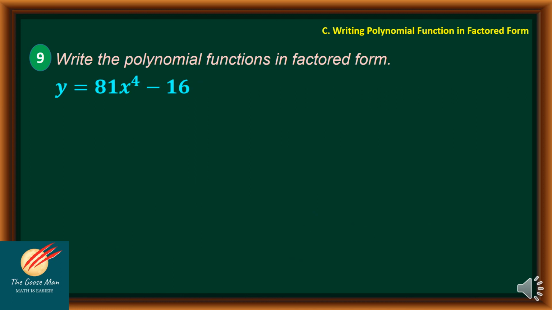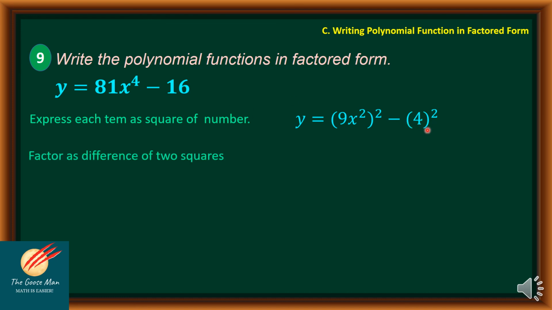Again, let's write the polynomial function y is equal to 81x to the fourth power minus 16. Observe that I can express each term as the square of a number, meaning to say y is equal to 9x squared squared, because the square root of 81 is 9. The square root of x to the fourth power is x squared, while 16 is 4 squared. Next, factor as difference of two squares. Again, I have here 9x squared plus 4 times 9x squared minus 4, applying the difference of two squares.